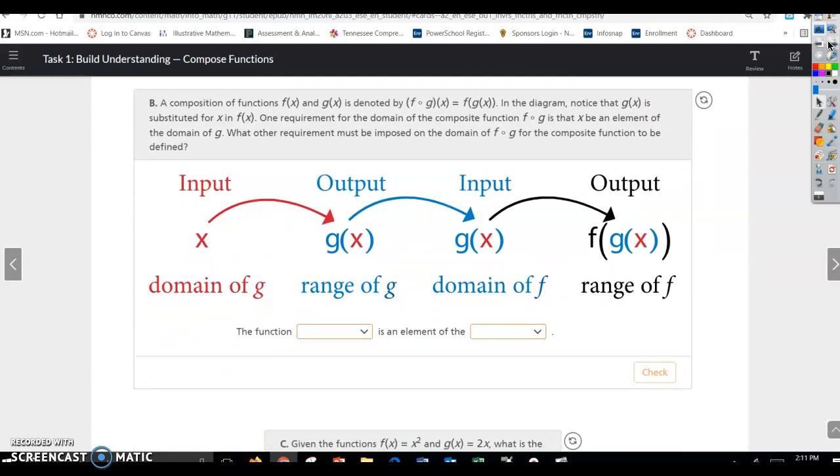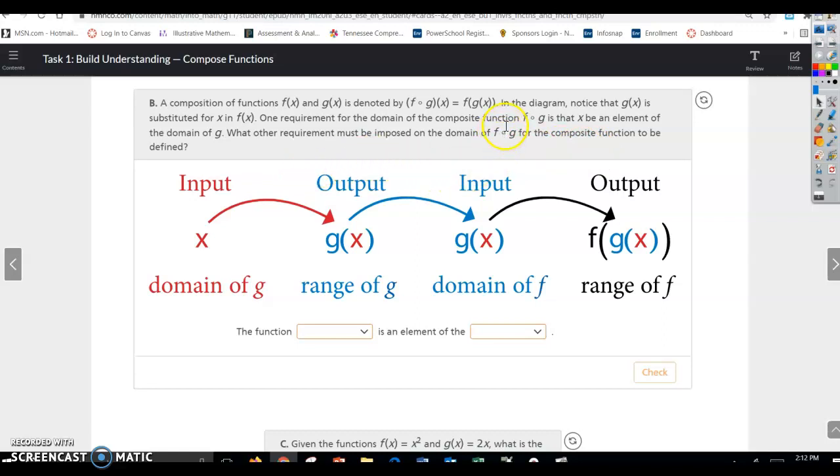A composition of functions f of x and g of x is denoted by f of g of x equals f of g of x. So this is notation that you need to be familiar with. This is the notation you will see when you take the ACT and you see a problem like this. In the diagram, notice that g of x is substituted for x in f of x. One requirement for the domain of a composition function f of g is that x be an element of the domain of g. What other requirements must be imposed on the domain of f of g for the composition function to be defined?